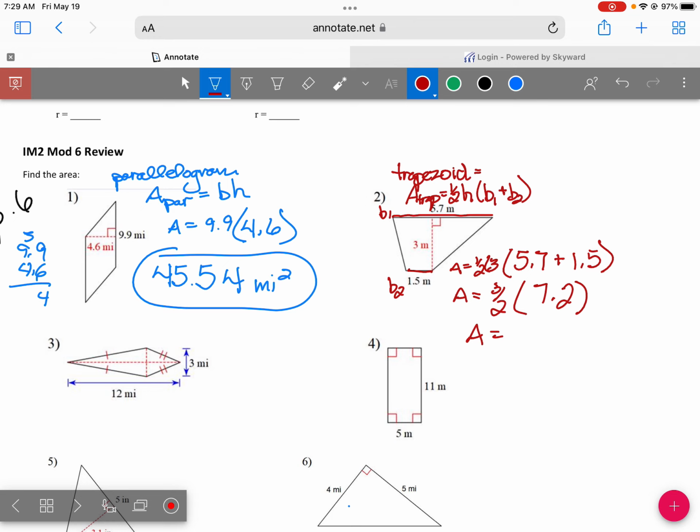Anyone? What is it? 7.8 meters squared. Any questions on that? Are you sure? Is that right? That seems a little low.